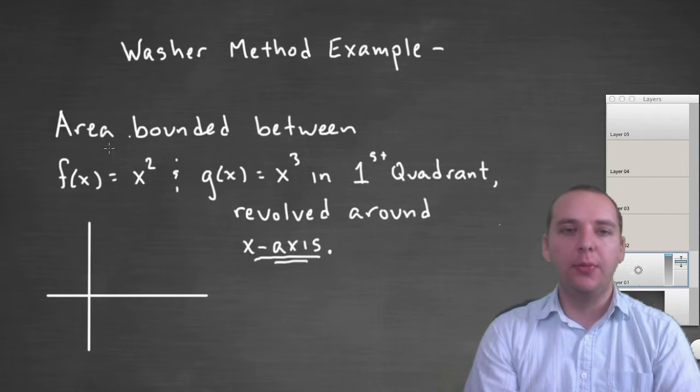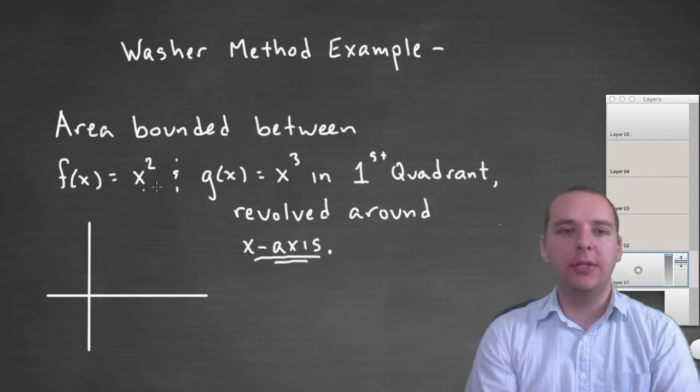So here we go. The region that we're going to be revolving is the area between the function x squared and x cubed, bounded between those two curves just in the first quadrant, and we're going to revolve this area around the x-axis to create our solid. Okay, so the first thing we need to do is graph x squared and x cubed and figure out what this bounded region looks like in the first quadrant.